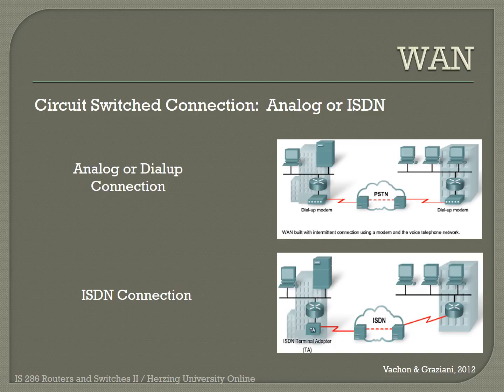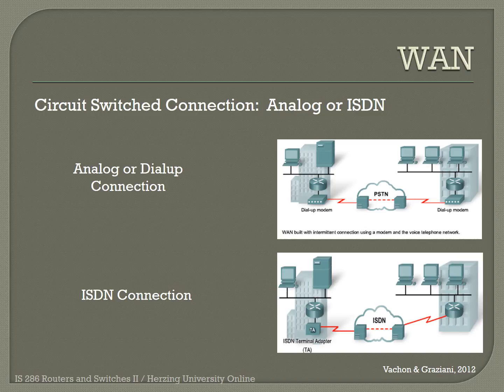With circuit switched connections, you have two options. The first is an analog or dial-up connection. Now, those of you who have experienced the frustration of a dial-up connection may be wondering, why would you ever use a 56 kbps dial-up connection? Well, there are quite a few situations where this type of connection is suitable. We would not want this type of connection in our home because it makes surfing the web an extremely painful experience. But when companies need to send small amounts of data or data that is not time critical, this type of connection can work fine.